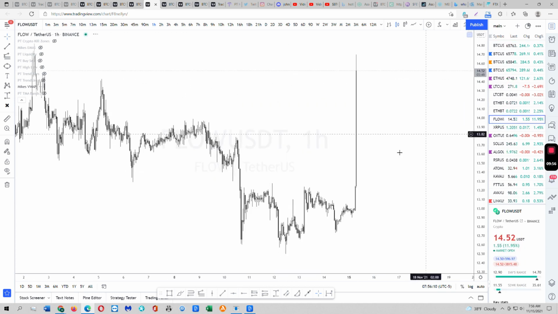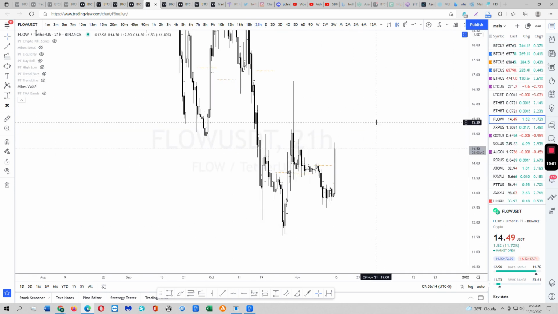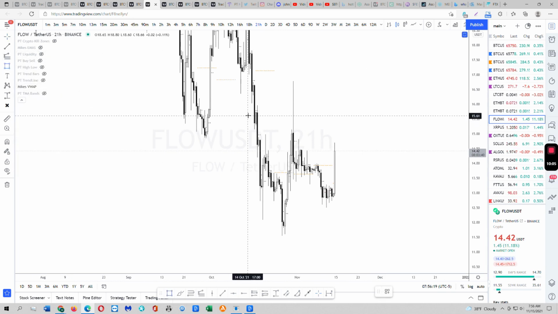Flow is beautiful. I got into a beautiful long yesterday. Wow, what a monster candle. Love it. Let's go. This is beautiful. Obviously, this is going to be your first trouble area, so be careful when we get over here.